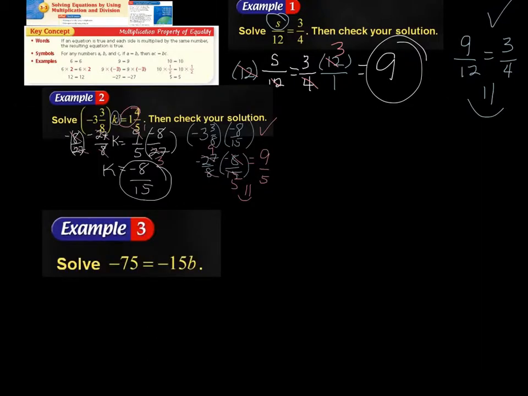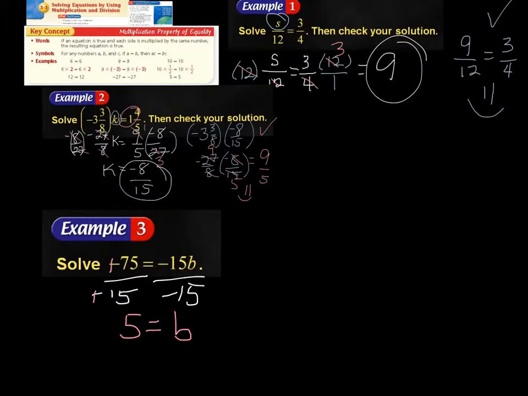I am liking example 3, short and sweet. Solve -75 equals -15b. So to undo multiplying by -15, the inverse or opposite operation would be to divide both sides by -15. So negative divided by negative is going to be a positive. And 75 divided by 15 comes out beautifully as 5.